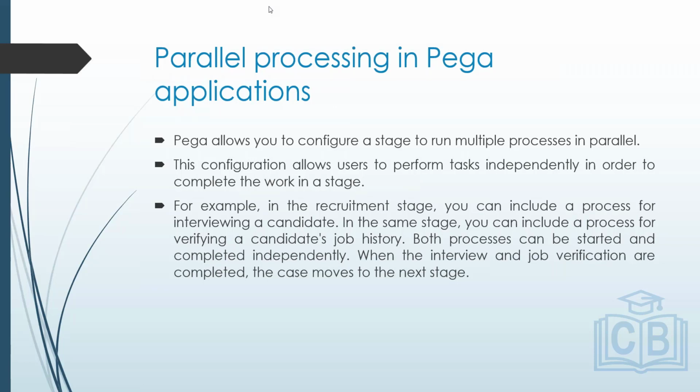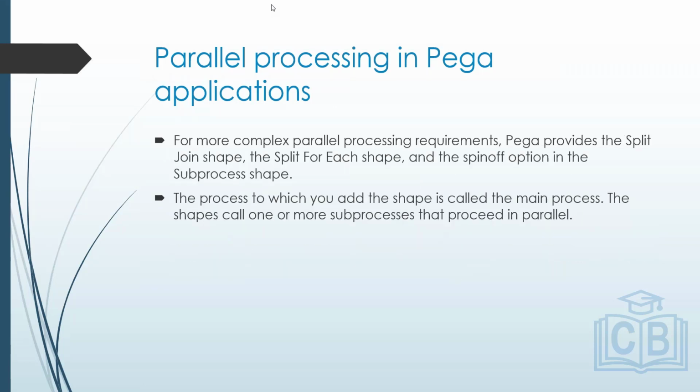Okay, all right. So here we'll be talking about split join, split for each, and spin off. We'll talk about three different shapes here, and the process into which you are adding these shapes is considered the main process, and the rest of the processes are called sub processes. So that's how the naming conventions work.